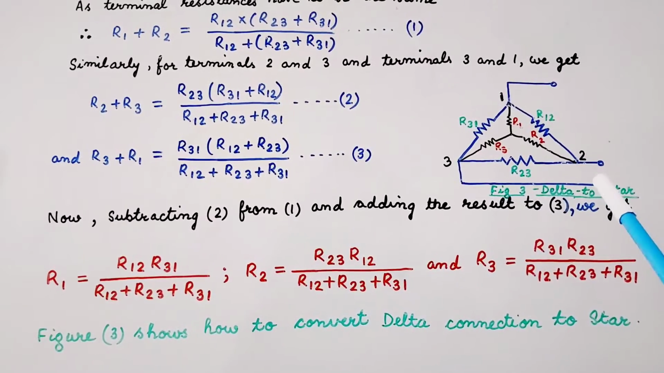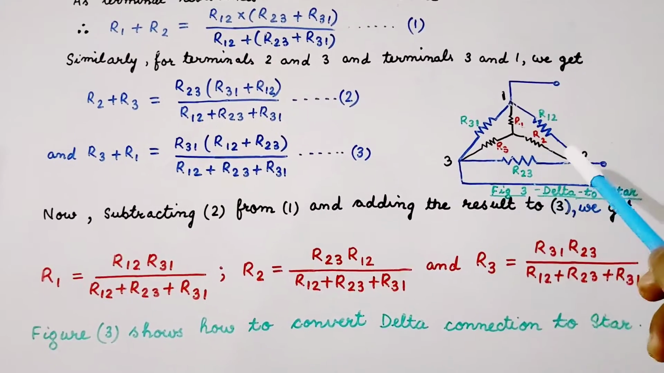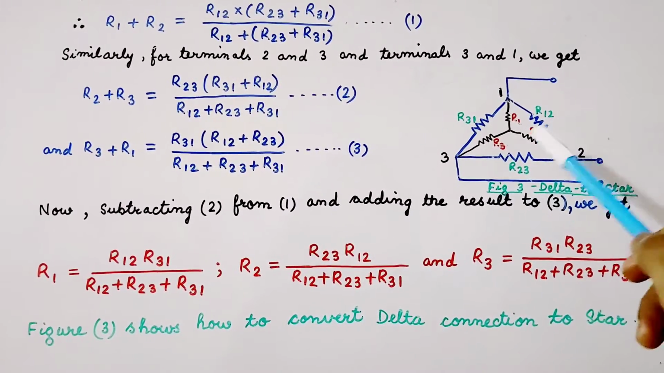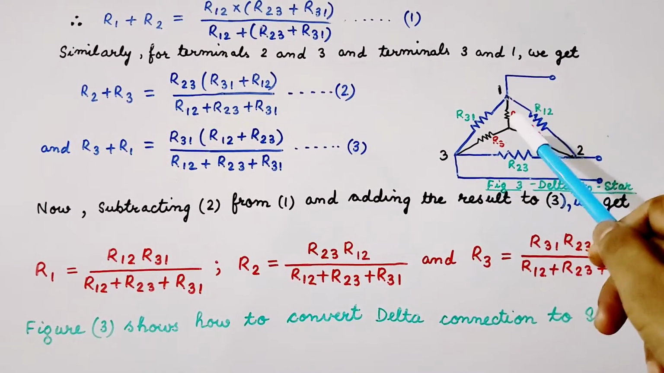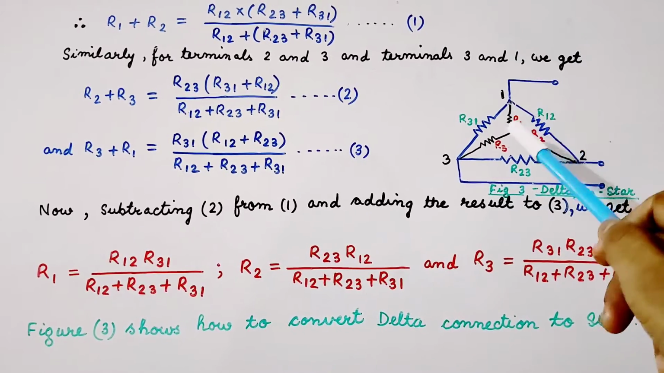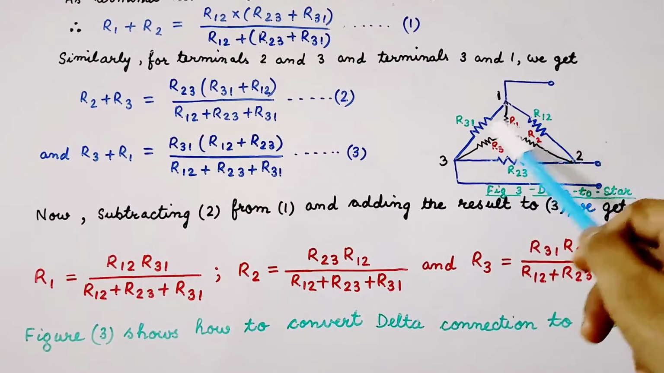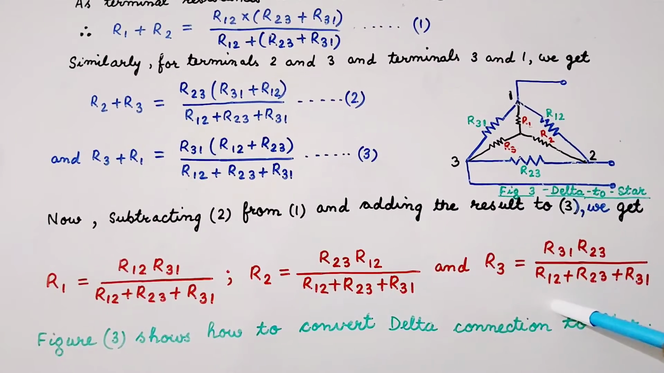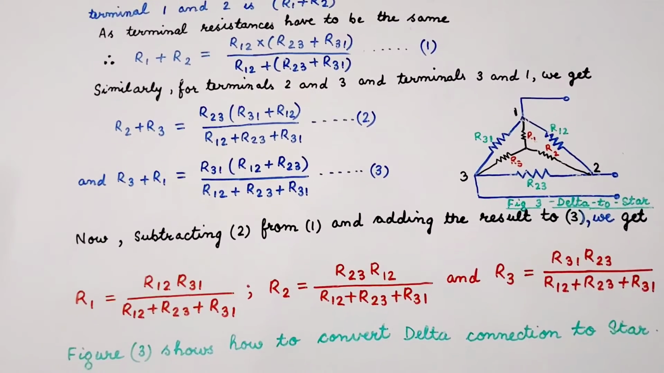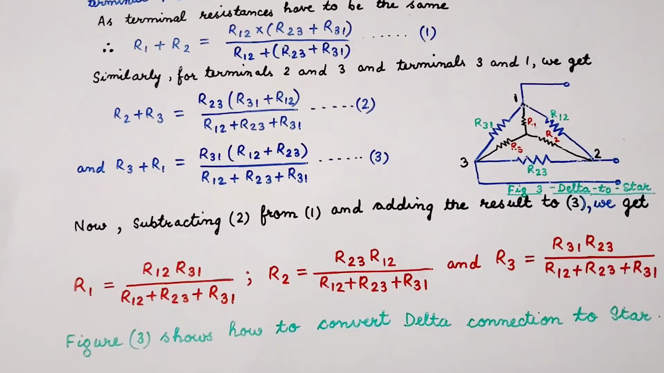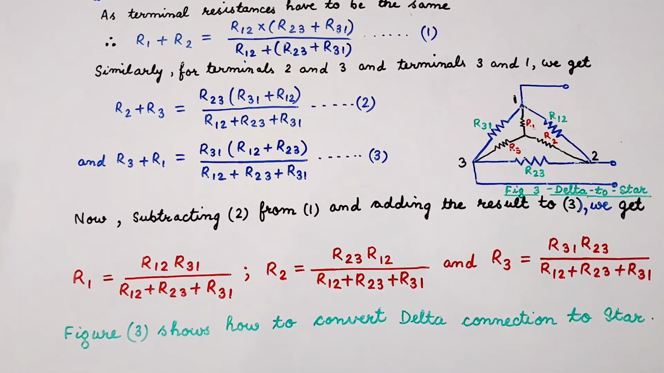So in this way we can convert the delta to star, and once we have found out the new values of the star, these three resistors will be removed from the network, and the network will now consist of this new star connection having the resistances as calculated from these three formulas. In this way we can convert the given delta connection to star connection. In the next lecture we will discuss how to convert the star connection of resistances to delta.